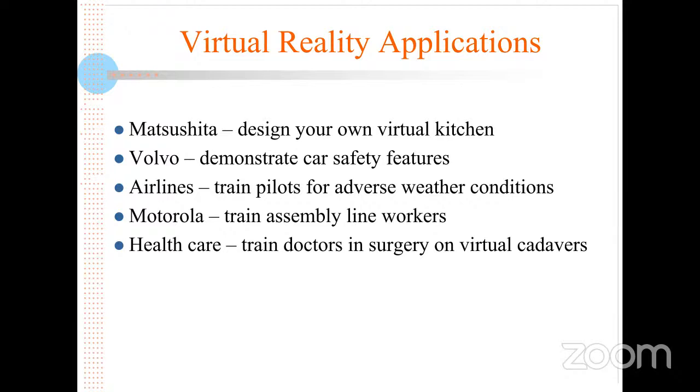Matsushita. This is a very good word actually; it is a Japanese word. With the help of this, we can design our kitchen virtually. Then Volvo demonstrated the car safety features.